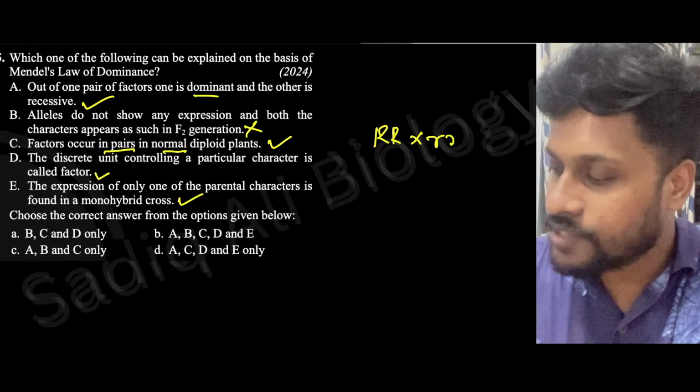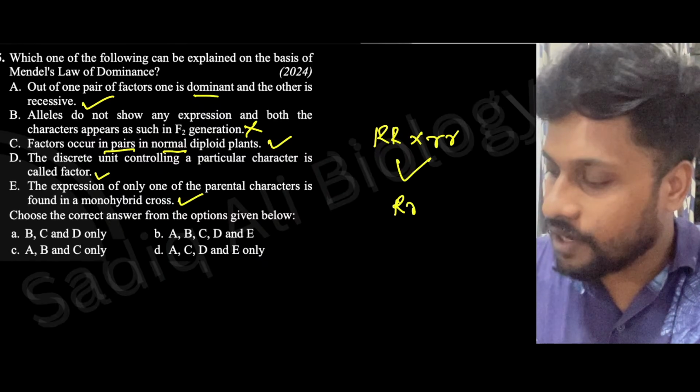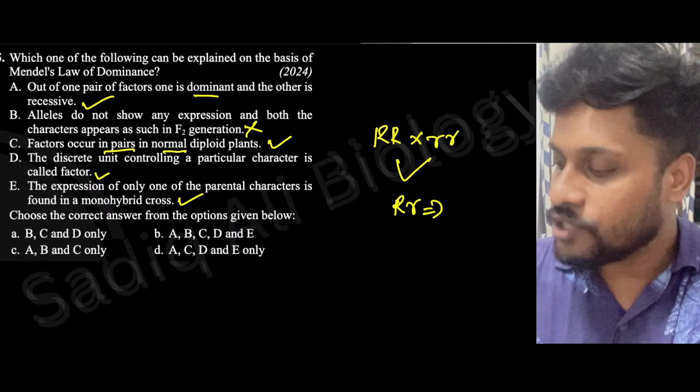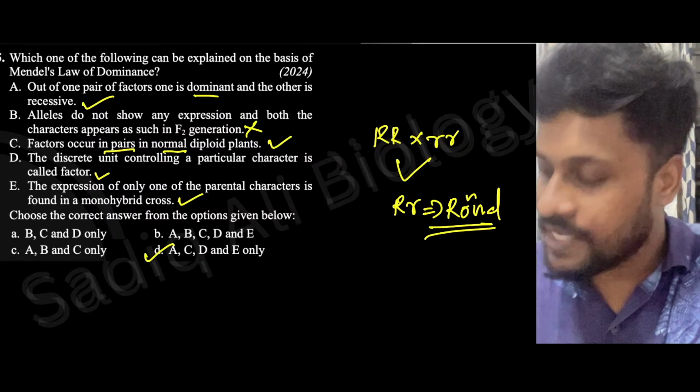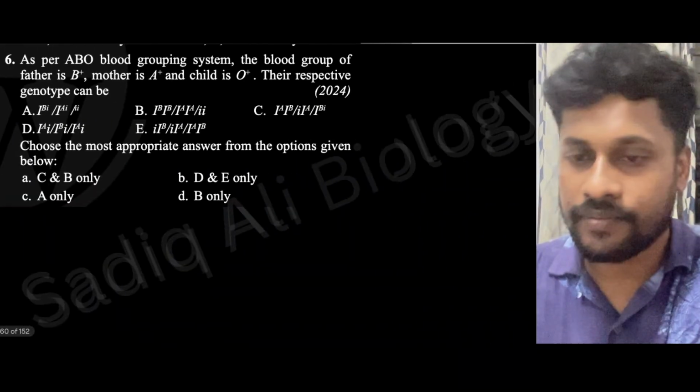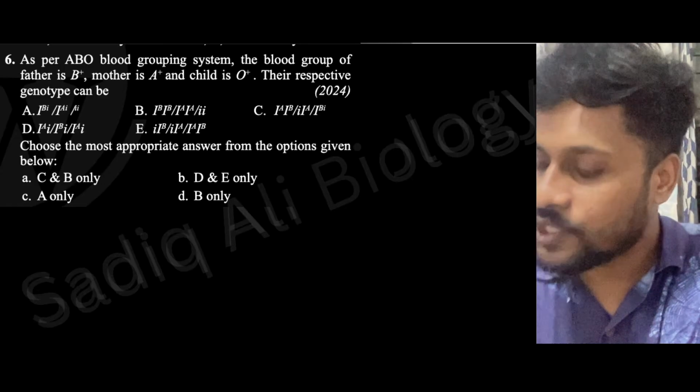Capital R with small r. What we are getting is capital R, small r, which means, let's say if it is round, only one of the parental characters appears. So ACD, very good guys. Many are answering.